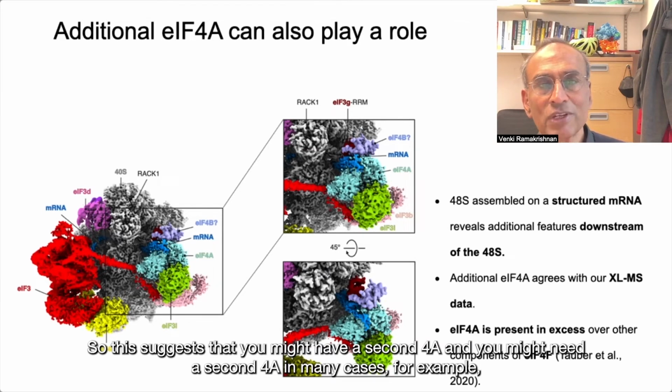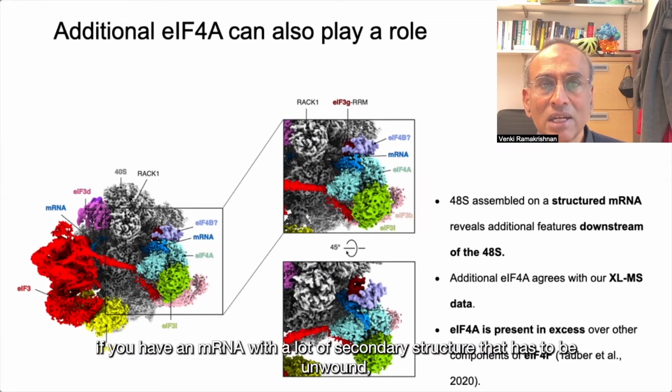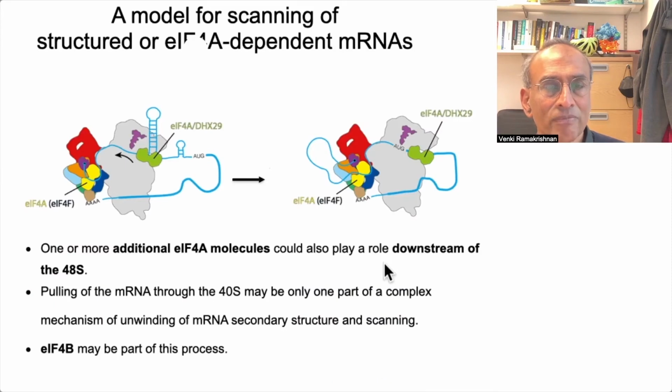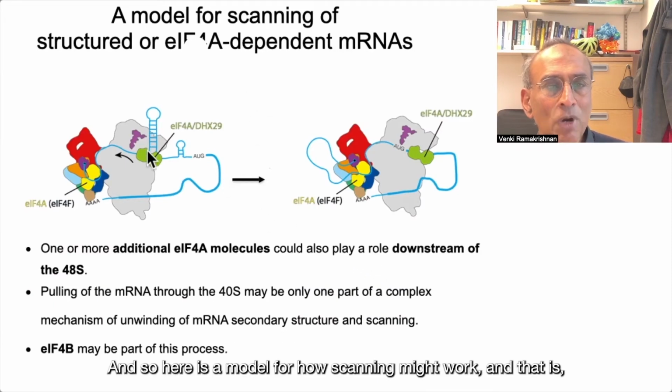So this suggests that you might need a second 4A in many cases. For example, if you have an mRNA with a lot of secondary structure that has to be unwound, then you might need a second 4A ahead of the 43S to unwind the mRNA as it scans. And so here's a model for how scanning might work.